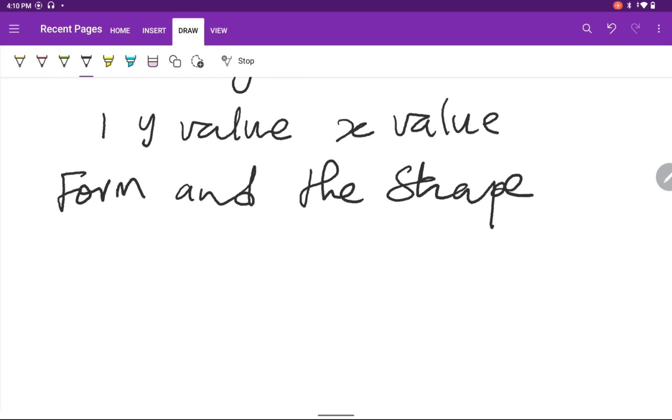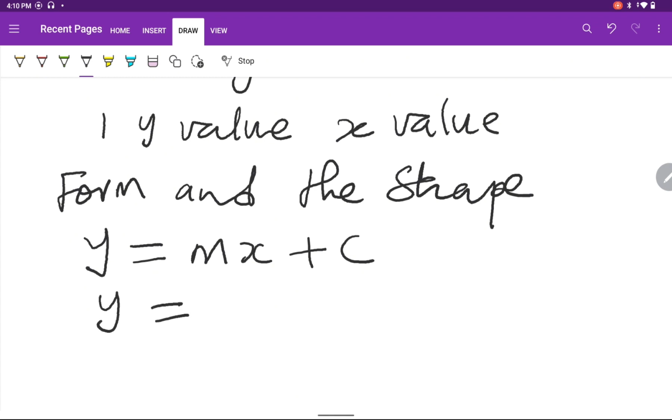Right, we have the general form of a straight line, which is y equals mx plus c. Now, this is the general form of a straight line. We are going to look at this form and also the shape. If m and c are involved, for example, if we have a line y equals, maybe m is given as 2 and c is given as negative 4.